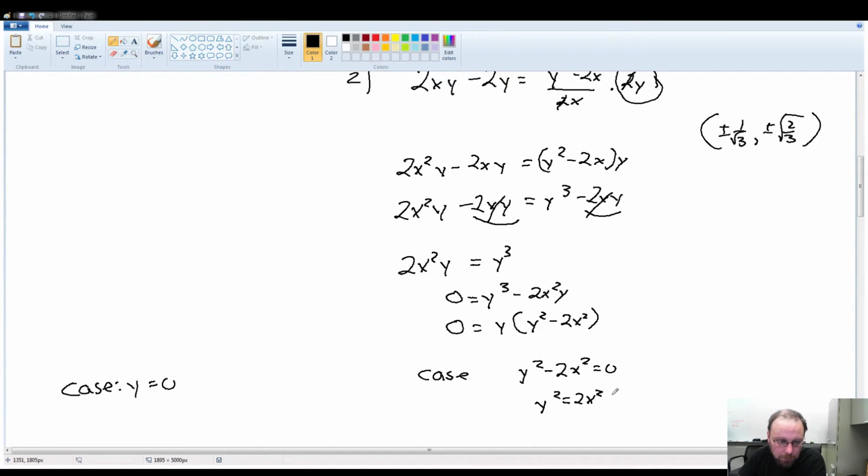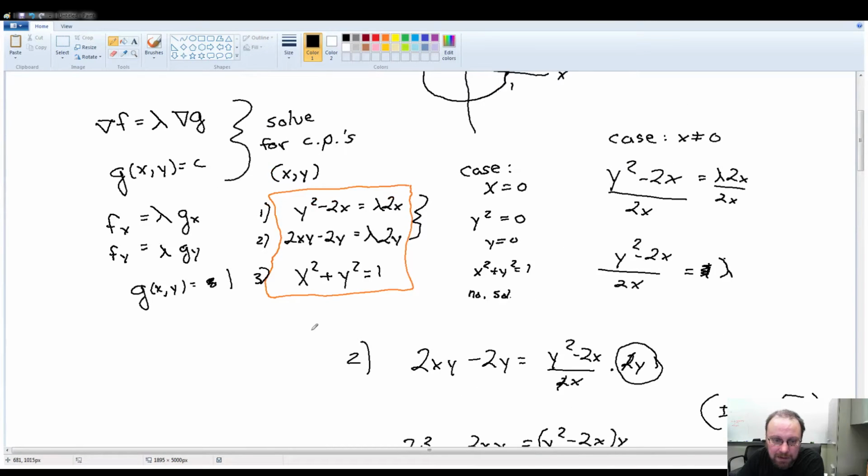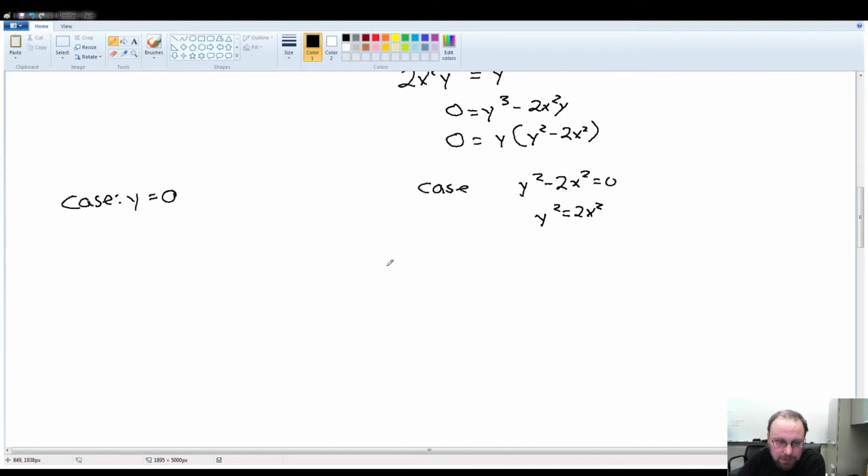All right. Now, as advertised, now that we have relationships between x and y here, I can go to the constraint and consider that constraint for both cases. So if you have x squared plus y squared equal to 1, but y equals 0 in this case, we get x squared is equal to 1. So x is plus or minus 1. That's 2 critical points. So we have 2 critical points there.